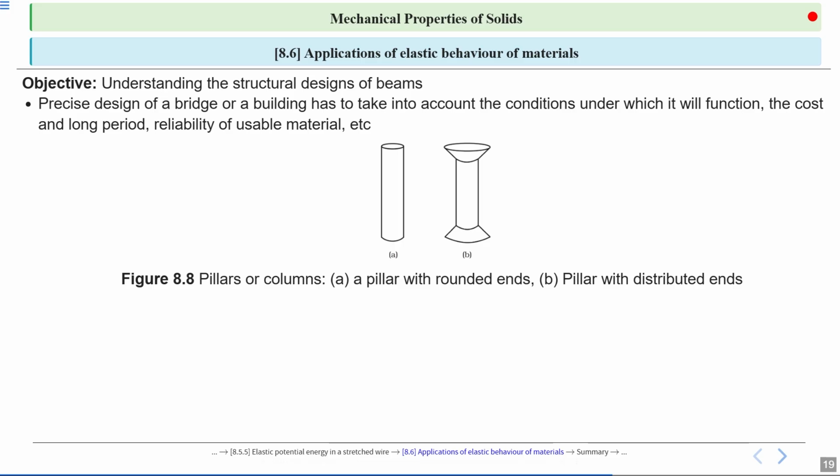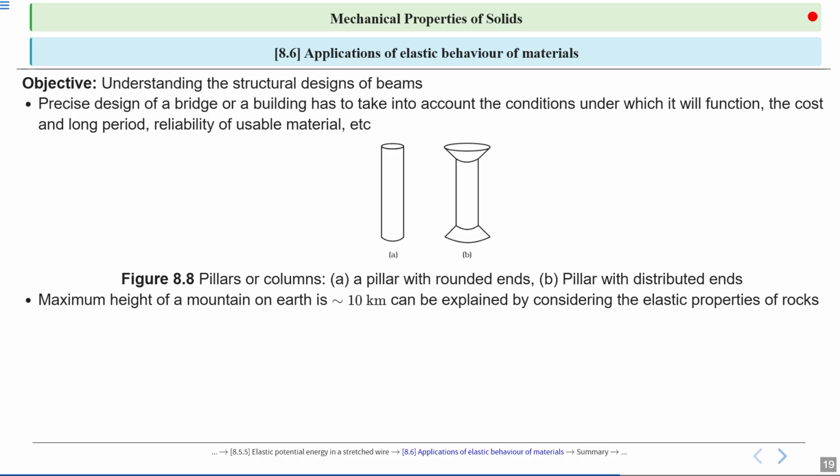Now, let's look at how elastic properties are considered in the design of bridges and buildings. Engineers must think about the conditions the structure will face, the cost, how long the materials will last, and how reliable they are. So look at the figure showing two types of pillars, one with rounded ends and one with distributed ends. The shape and design of these pillars affect how they handle forces and distribute weight.